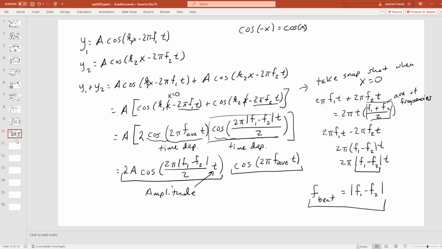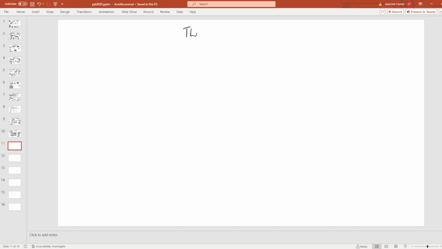And next up is the Doppler effect. With the Doppler effect, the entire idea is, how does the pitch of sound change if things are in motion?